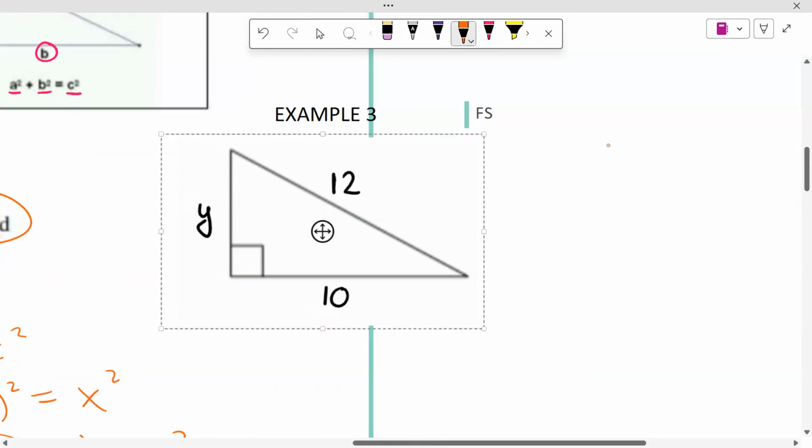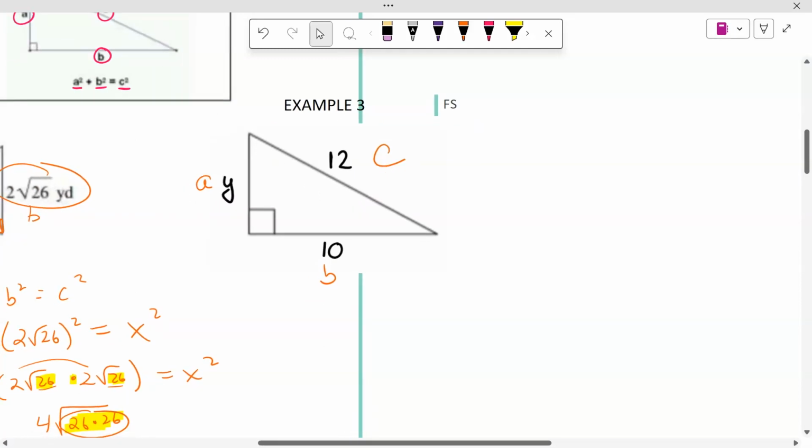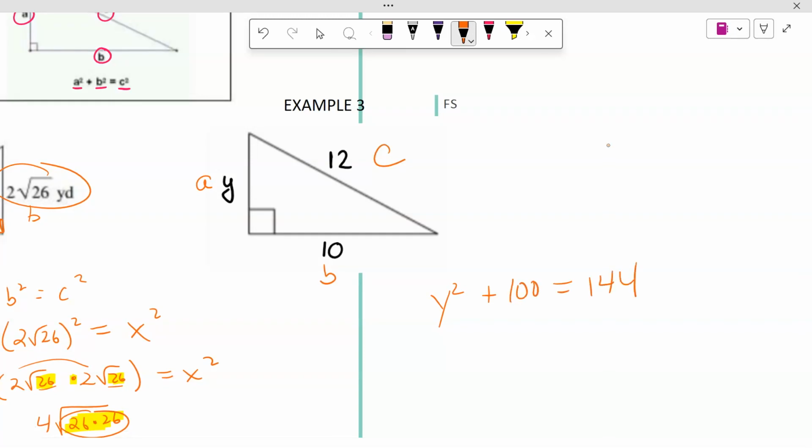Now we have this one. So it looks like I'm going to label again A, B, and it doesn't really matter which one's A and B. Yours might be slightly different. They're interchangeable as long as you don't mess up the c value. So once we have the c value set up, we can know that we have y squared, or a squared, plus 10 squared, which I'm hoping you're cool with me just writing 100. We already know it's going to be 100, equals 12 squared, which is 144.